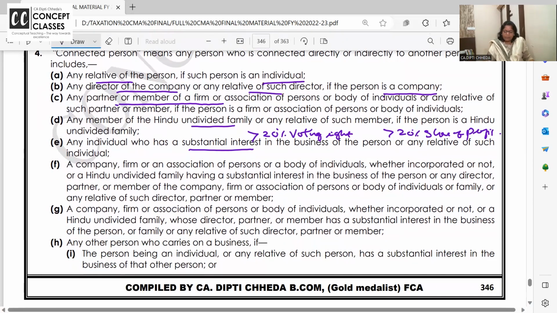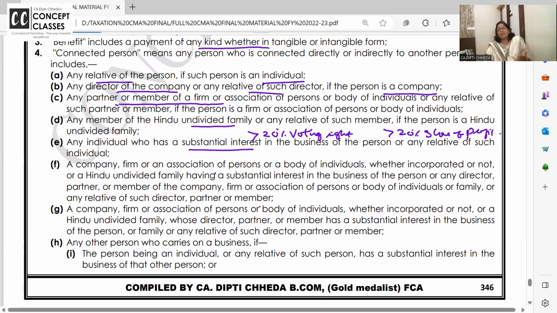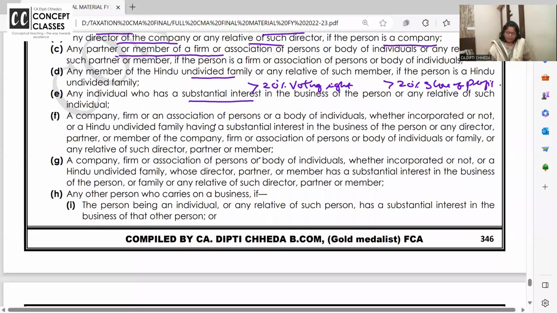A company, firm or AOP or BOI, whether incorporated or not, or HUF having a substantial interest in the business of a person, or director or member, or any relative of such director. Meaning once you know the companies and all are related, all directors are related. If it is a partnership firm, all partners are related and so on.